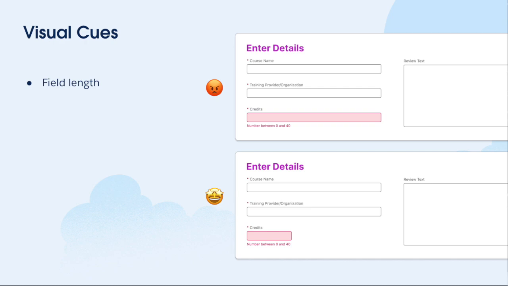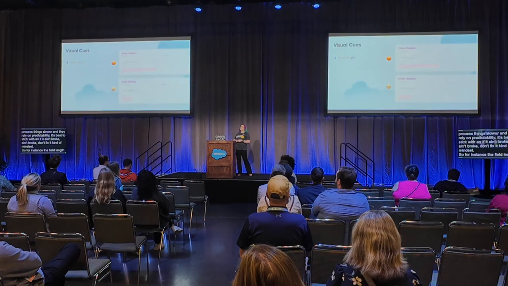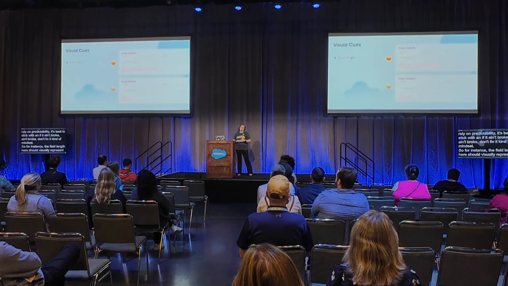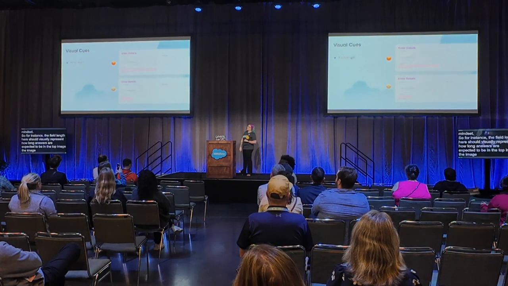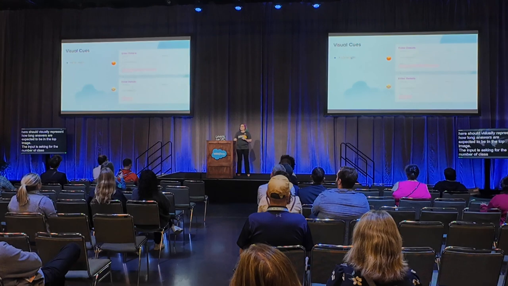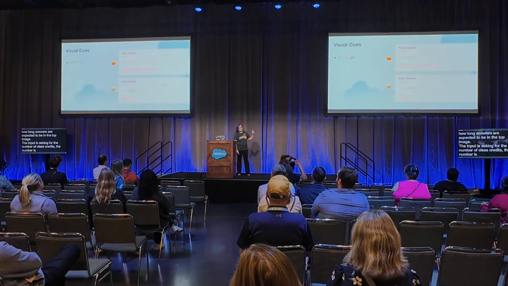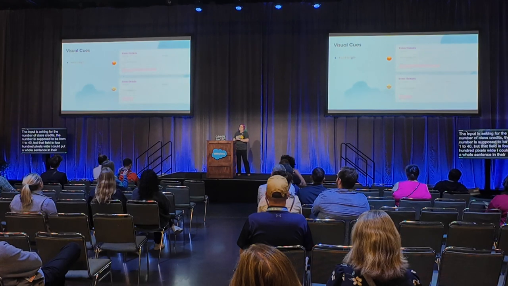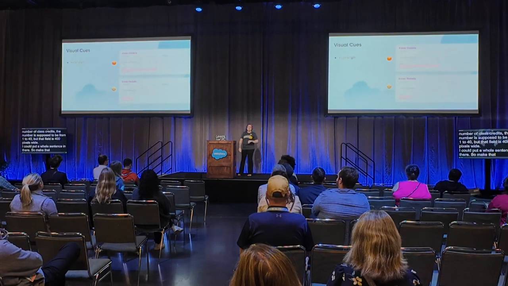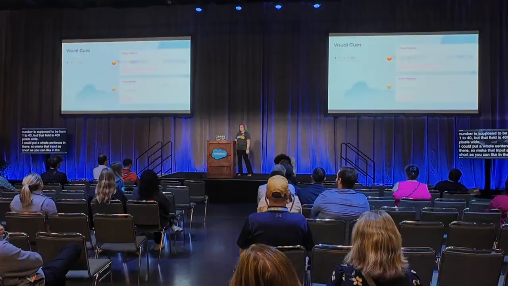So, for instance, the field length here should visually represent how long answers are expected to be. In the top right, the input is asking for the number of class credits. The number is supposed to be from 1 to 40, but that field is this wide. I could put a whole sentence in there. So make that input as short as you can, like in the bottom example.